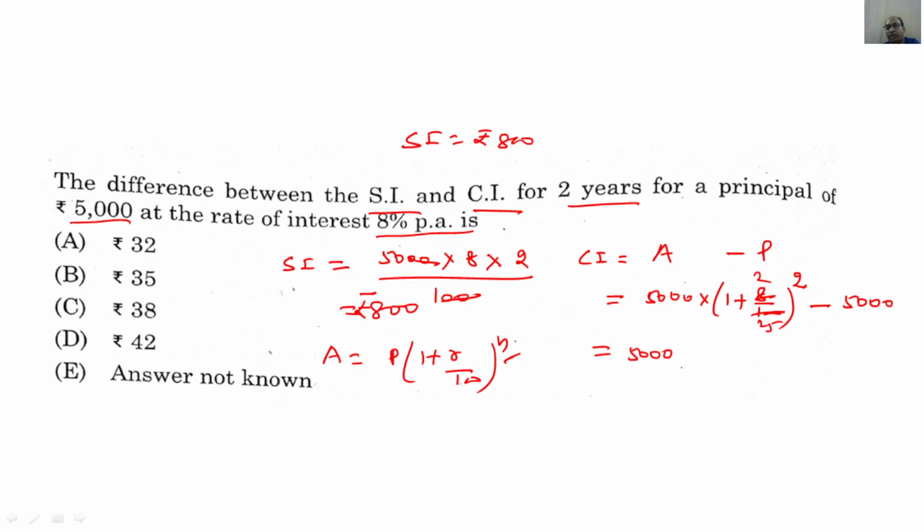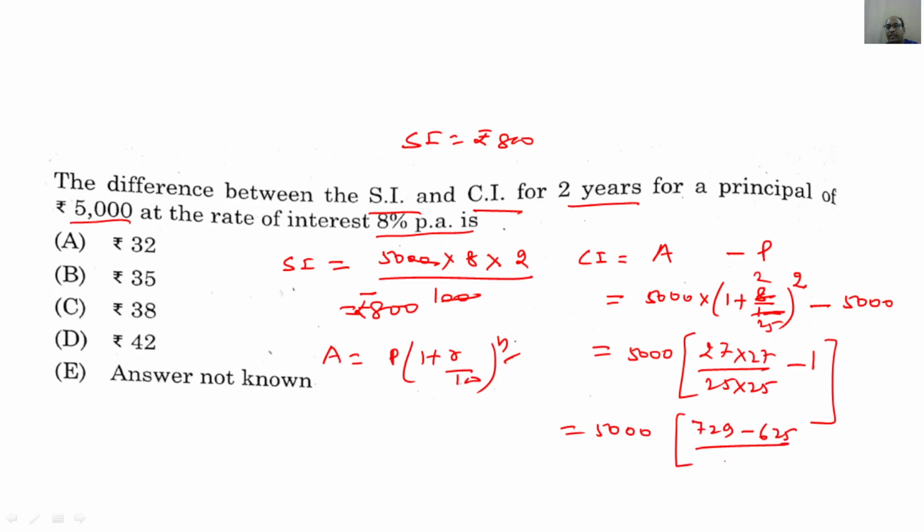So let us simplify it. Why? Because we want to simplify it. So 5,000 I am taking as common, and here 25 plus 2, 27. So 27 into 27 divided by 25 into 25 minus 1. Yes, minus 1. Because 5,000 we have taken common. Okay. So here it is becoming 5,000, and 27 into 27 is 729, minus 625, divided by 625, or we can write 25 into 25. It will make it easy to cancel.